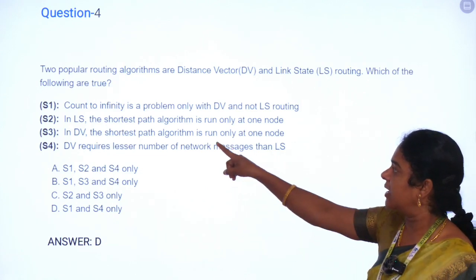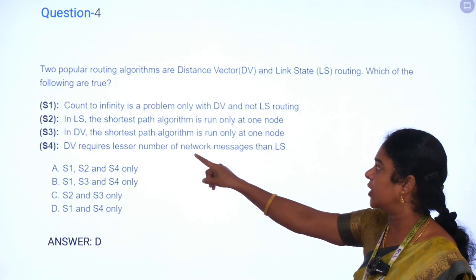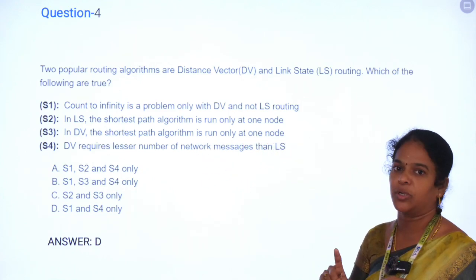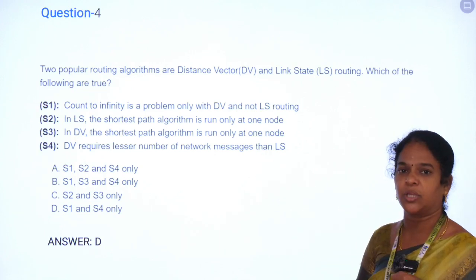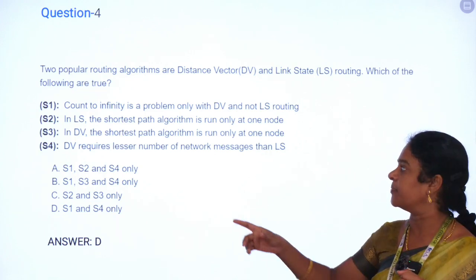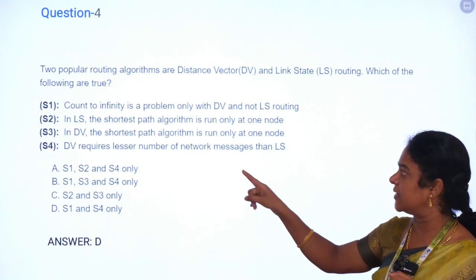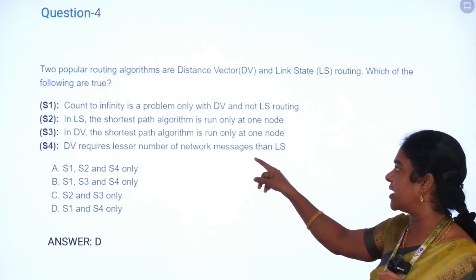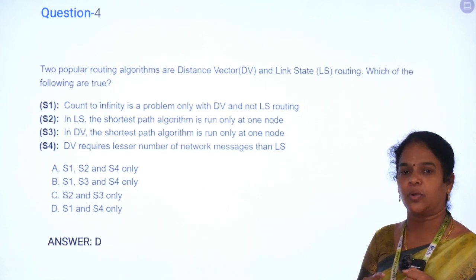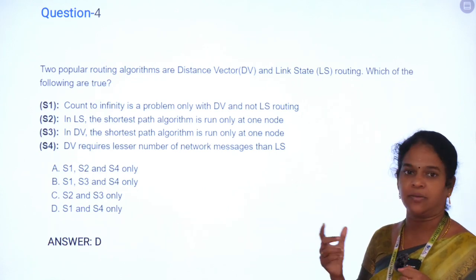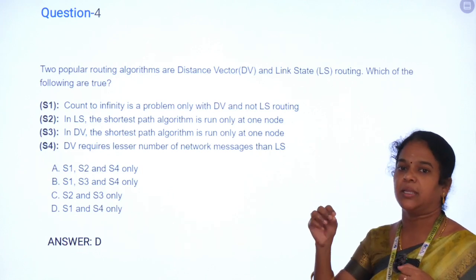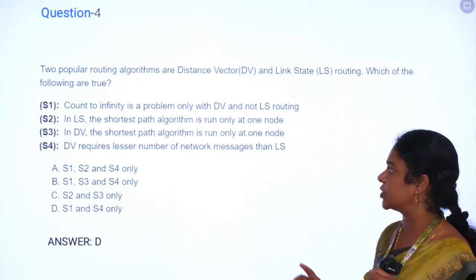Second statement: in link state routing, the shortest path algorithm runs only at one node. It's wrong. In link state routing we can reach every node, from source to destination. Third: in distance vector, the shortest path algorithm runs only at one node. Also wrong. In distance vector routing, the routing algorithm finds the minimum distance between neighboring nodes. So that is also wrong.